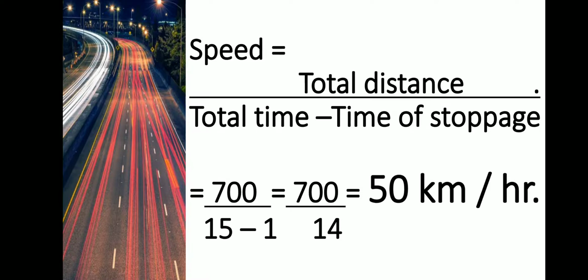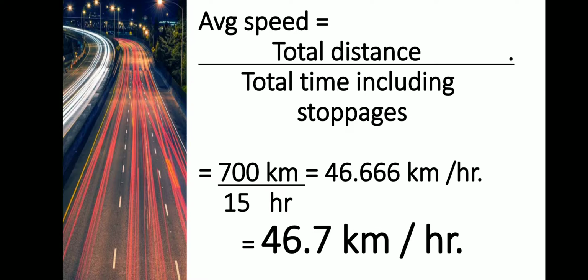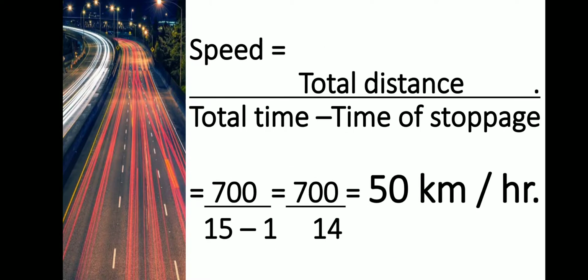Total distance divided by total time minus time of stoppages. So 700 is the total distance divided by total time, that is 15 minus 1, that becomes 14. So 700 divided by 14 equals 50 km per hour. So you can see the difference. Average speed is 46.7 km per hour and speed is 50 km per hour, excluding the stoppage.